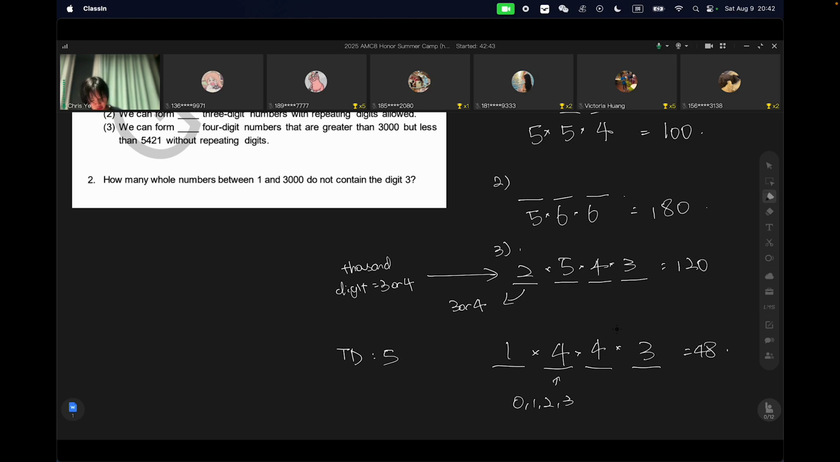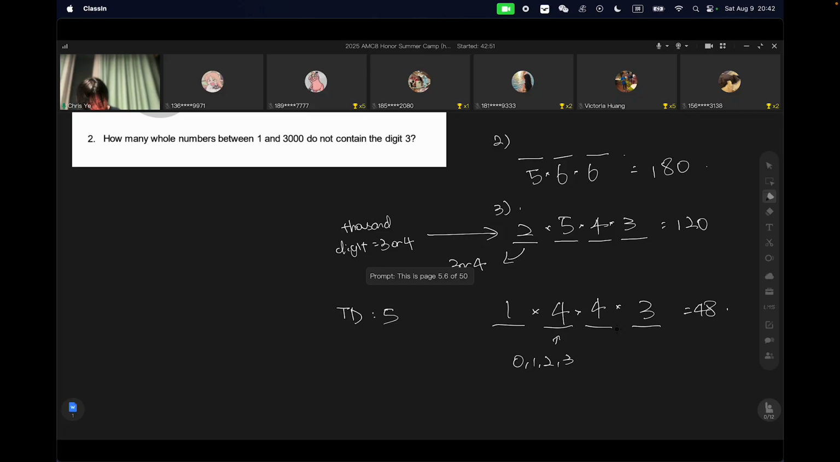However, if the 100 digit is not 0, 1, 2, 3, but instead 4, then let's see, 1 times 1, which is 5 and 4, then the 10th digit can only be 0 or 1 because it has to be less than 5,421. So that will be 0 or 1, and that will be 2. And the last digit will be anything. So in order to ensure that they don't repeat, there are going to be 3 choices for the last one, and that will be 6.